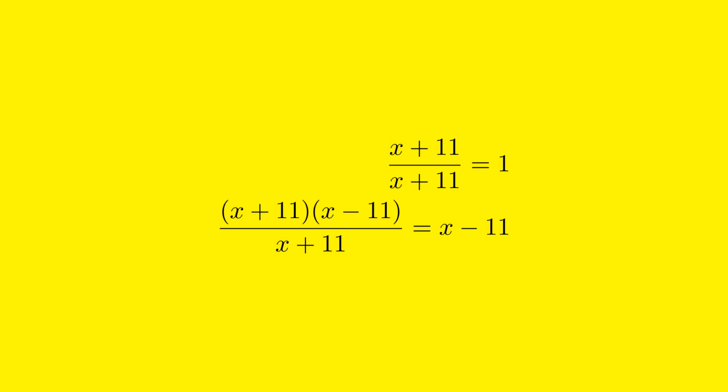Without any more terms that can be reduced, we conclude that the simplified form of the given rational expression is x minus 11. This is the final step and the lowest terms of the expression.